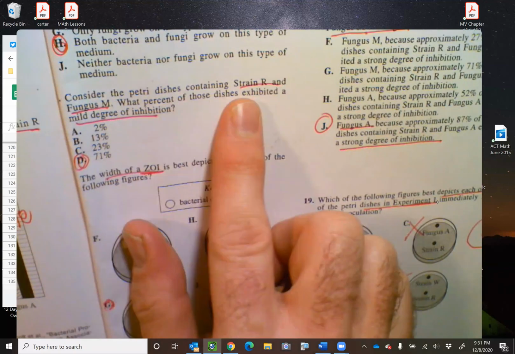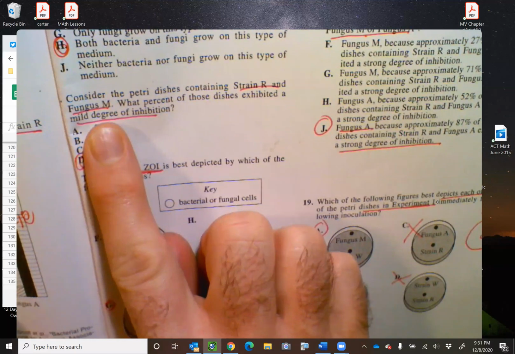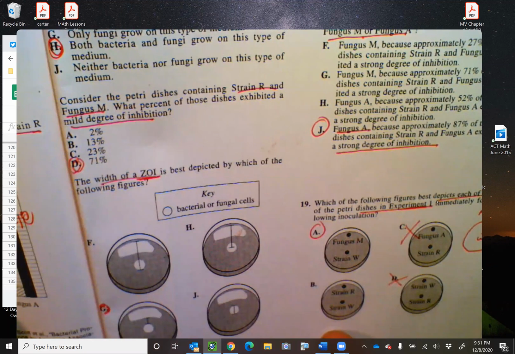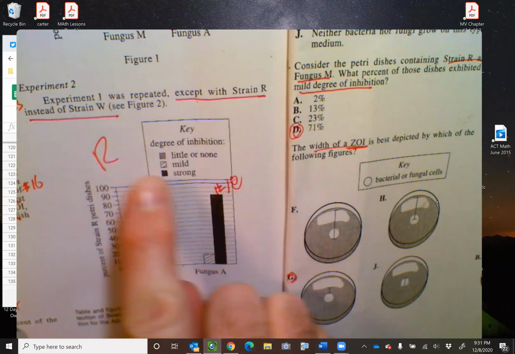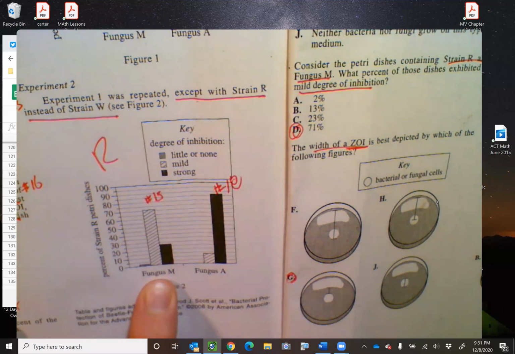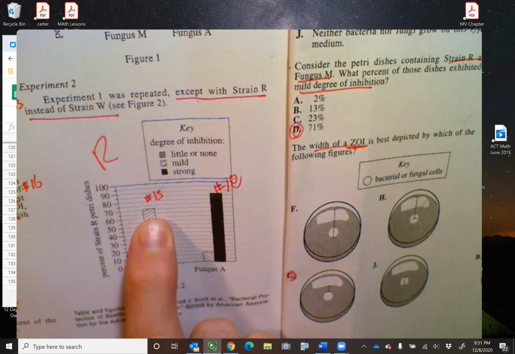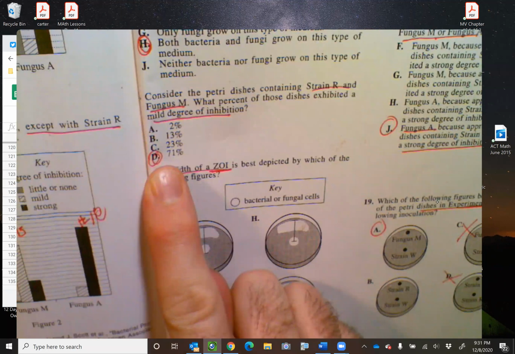Consider the dishes containing R and M, right? So that would be experiment 2 because it's using R and M. Which percent of those dishes exhibit a mild degree of inhibition? So it's going to have to be this one because it has strain R and M. A mild is this middle of the road, which is right here. That looks like it's right around 70%. There's only one letter that's closest to 70.